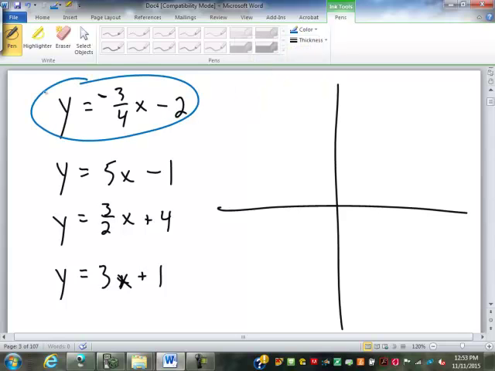Okay, so for the first one, where do we start? Negative 2. From there we go down 3/4. How many of you got that?